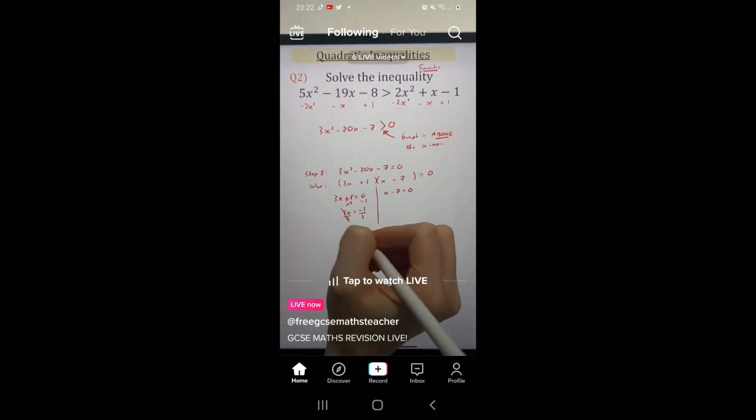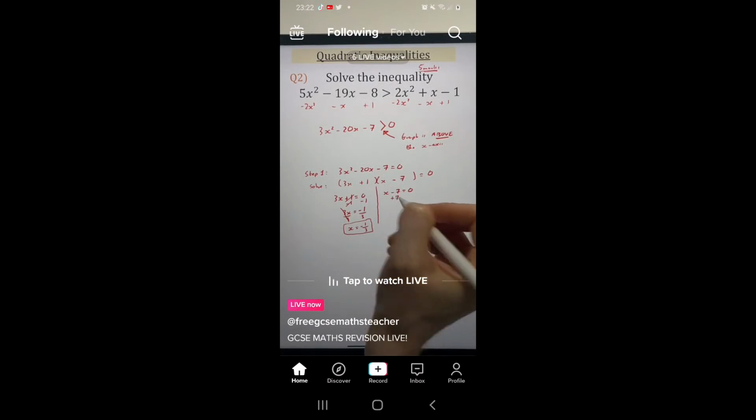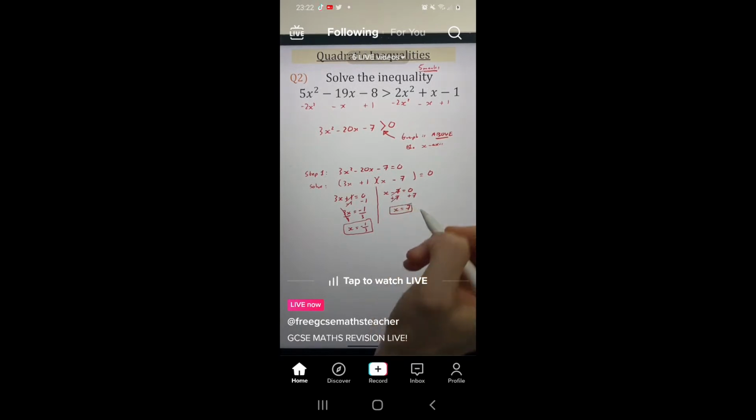3 over 3 cancels to give us x. X is equal to negative a third. That's one solution, one root. On the right, the opposite of minus 7 is to add 7 to both sides. Negative 7 adds 7 cancels. X is equal to positive 7.